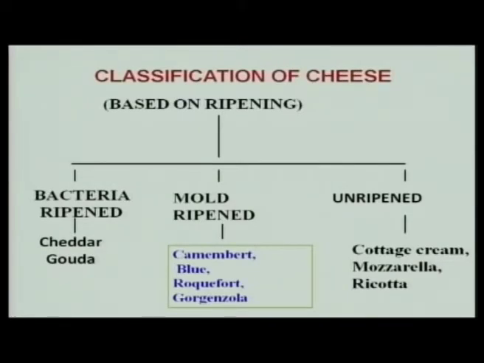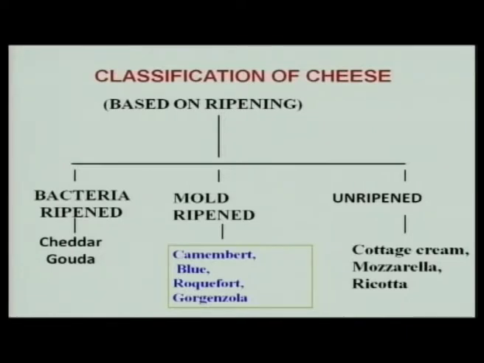Another classification of cheese is based on ripening of the cheese. Internal ripening is very typical and is used for cheddar and also for the Dutch varieties of cheese, where the surface is covered by paraffin wax or by special films, and the cheese is held at a particular temperature of around 5 to 10 degrees centigrade for a long period to allow internal changes, and whatever growth of microorganisms takes place, takes place inside the mass of the curd.